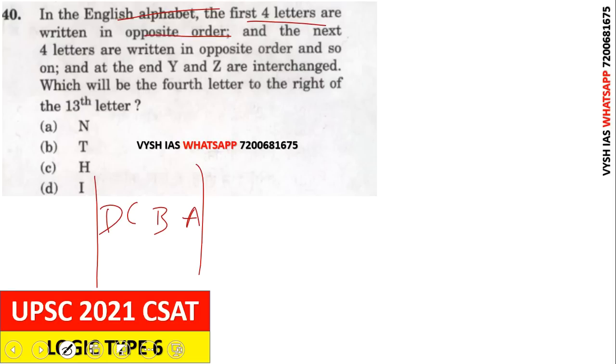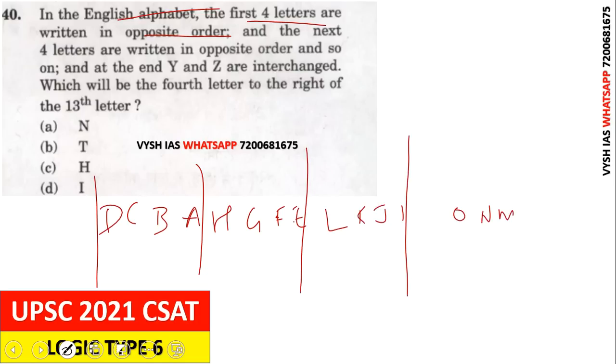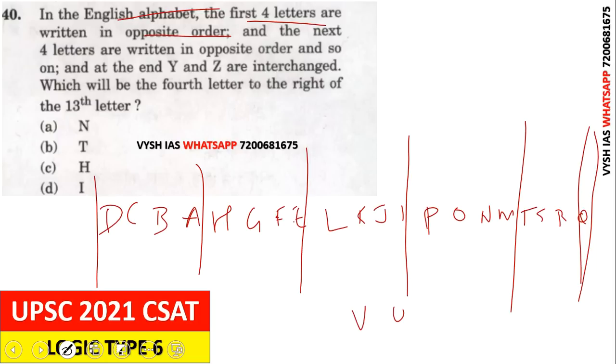Then the next 4 letters are written in opposite order. So E, F, G, H, again opposite order they have written. And so on means again you have to write E, F, G, H, I, J, K, L, then M, N, O, P, then Q, R, S, T, and then after that U, V, W, X, and then what is the last one? Y and Z are interchanged, Z, Y. So this is the thing they have done.